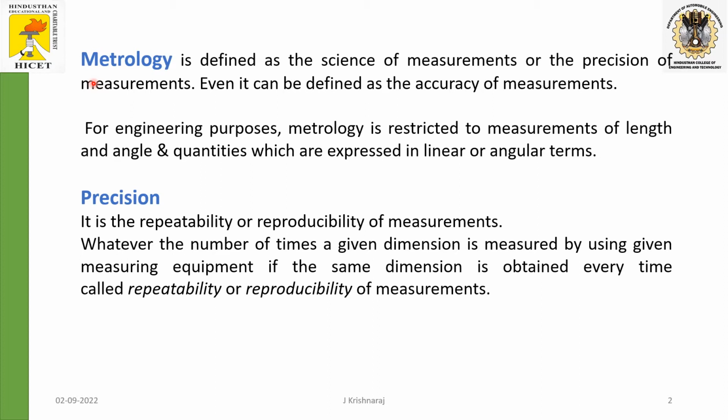So, repeatability or reproducibility of measurements means that however many times a given dimension is measured using a given measuring equipment, if nearly the same dimension is obtained every time, it is called repeatability or reproducibility of the measurements. Even if you measure multiple times, we definitely cannot get exactly the same reading. It has some error value, for example 10 means 10.1, 9.9, 10, like that. That is called the precision of this equipment.